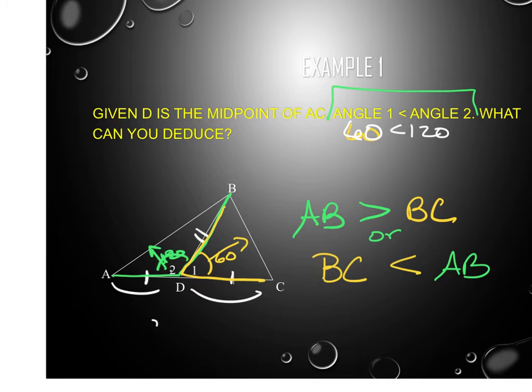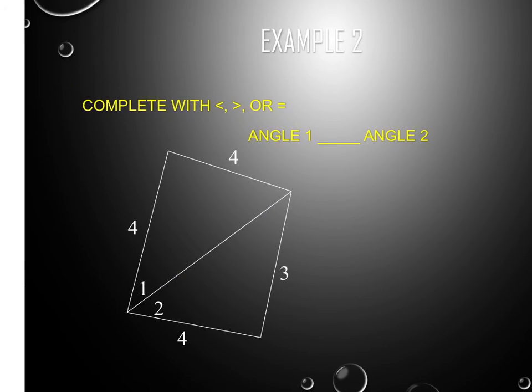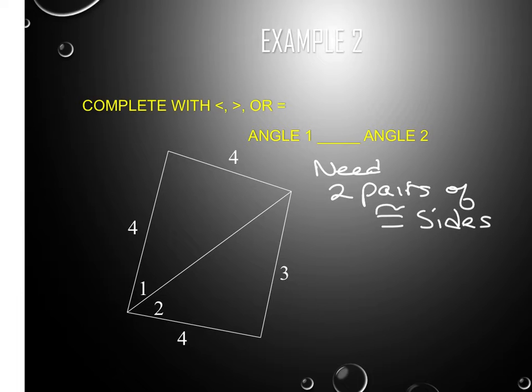Let's try the next one. It says complete with a less than, a greater than, or an equal to. Now remember, in order for the Hinge theorem to work, we need to have two pairs of congruent sides. So let's figure out what sides we've got. I've got a 4 and this 4 match, and then the other side would be the side that they share.